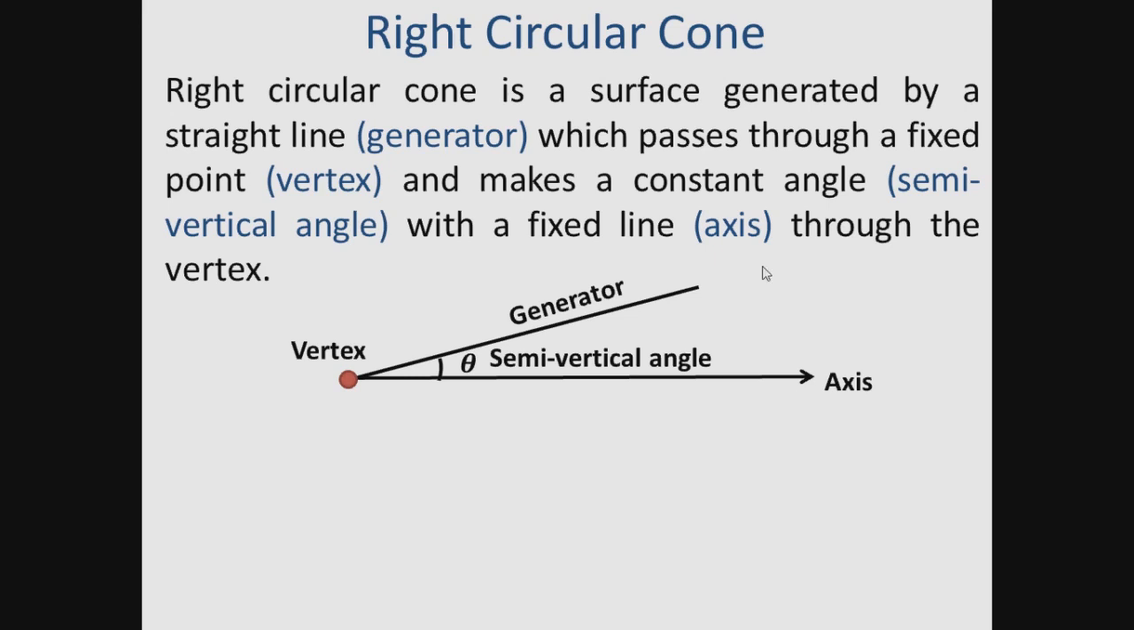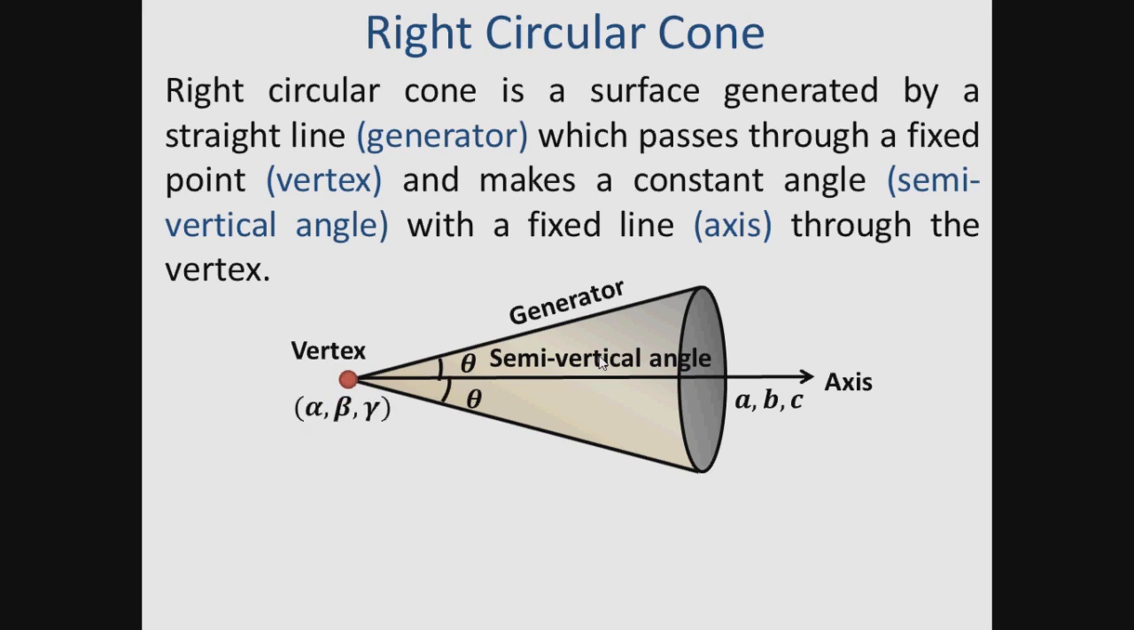Now rotate this generator about the axis, making the same angle throughout. The surface that gets generated is nothing but the right circular cone. Now if we know the DRs of the axis, suppose a, b, c, and the vertex is say alpha, beta, gamma, and if P is any point on that cone, then we can find the value of theta.